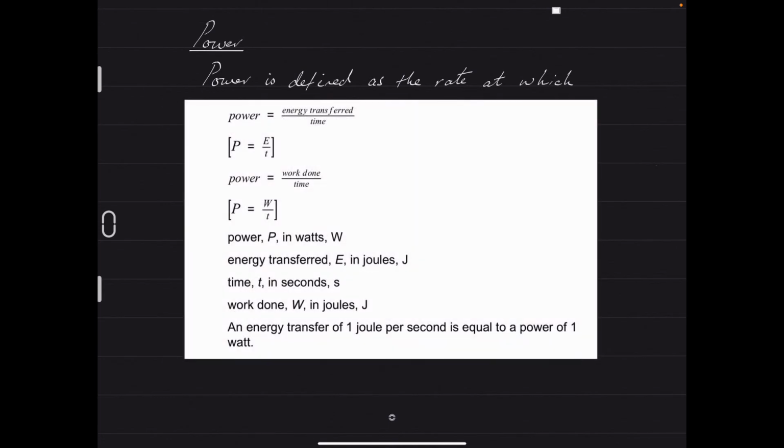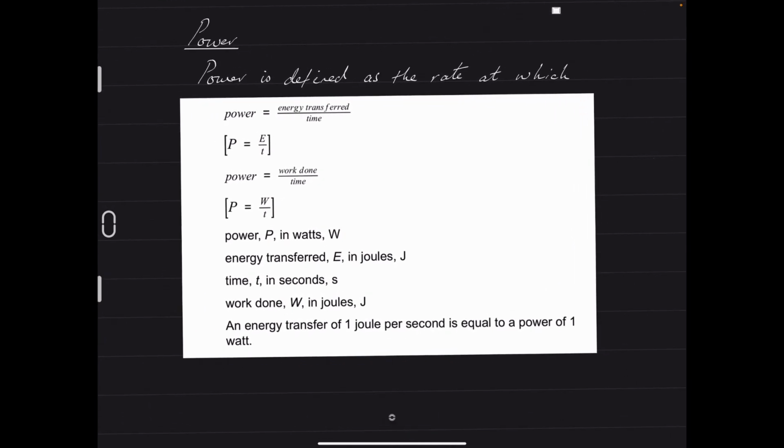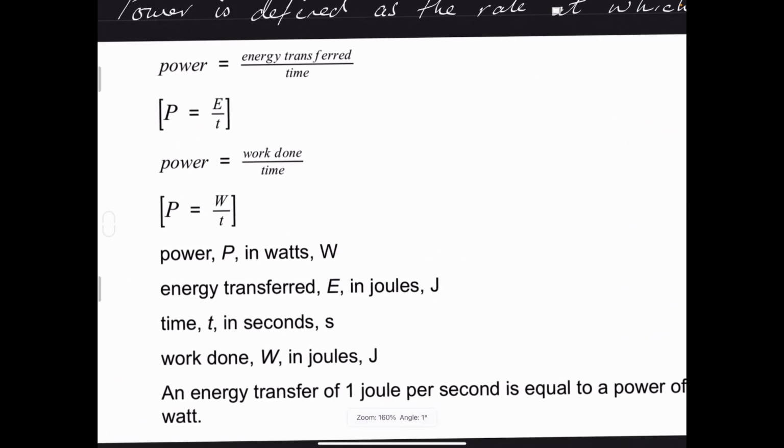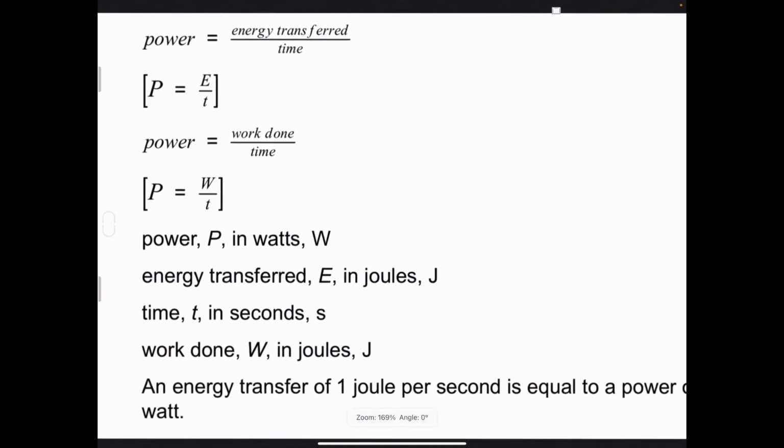So here you can see the equations for power and how we can represent it. As we've got the definition, sorry, I've covered up the definition at the top, but we're going to focus on this equation here and how we break it down. As we look at this equation, you can see that power equals energy transferred over time, and this can be represented as E over T.